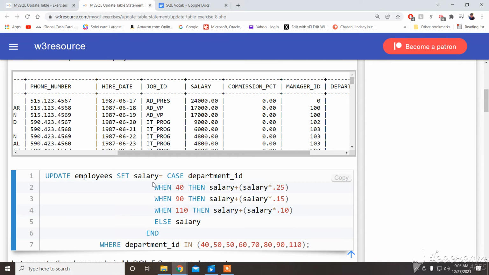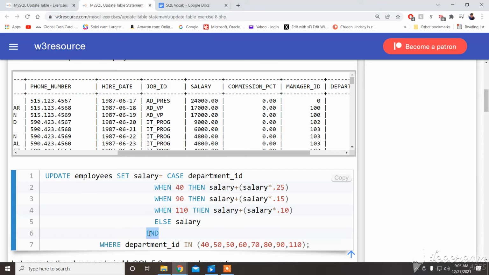And then we're only changing these 3. Else means leave everything else alone, and just keep it as the original salary. Leave everything alone and keep it as the original salary.